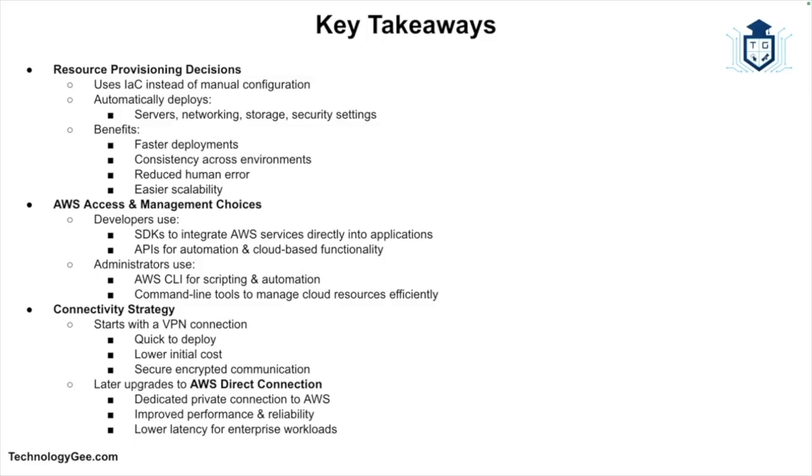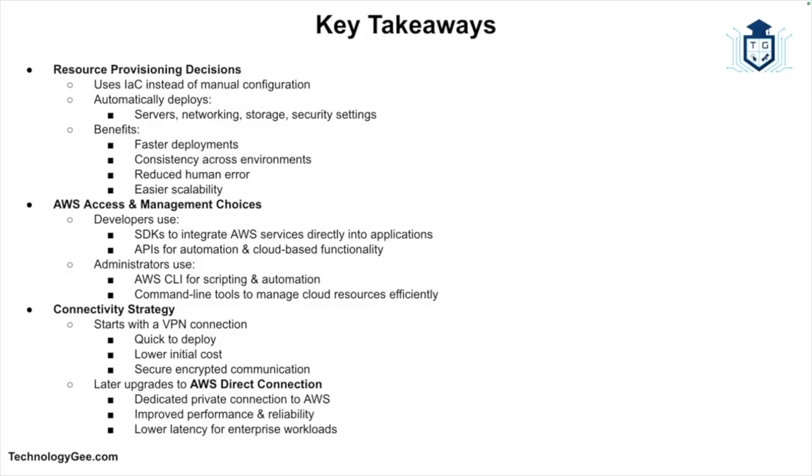Then they decide how to access and manage AWS. Developers use SDKs to integrate AWS services into the application, while administrators use a CLI for automation. And finally, they choose a connectivity option. Maybe they start with a VPN for quick setup, and later upgrade to Direct Connect for better performance. And every decision that is made is intentional. And that's exactly what AWS wants you to understand for this exam.